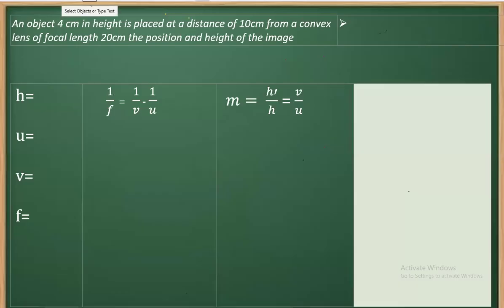In this video, I'm going to do one numerical which is based on the lens formula. It says an object which is 4 cm in height is placed at a distance of 10 cm from a convex lens whose focal length is given as 20 cm. We have to find the image distance and the height of the image.